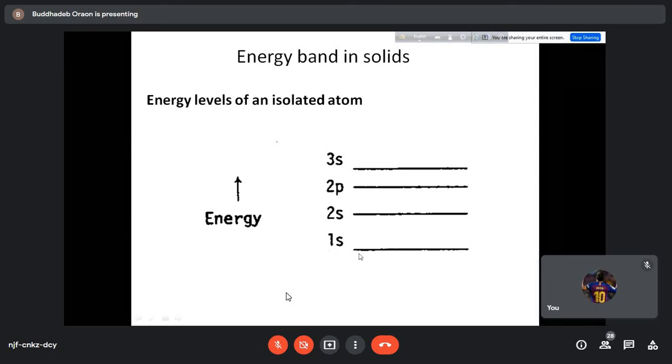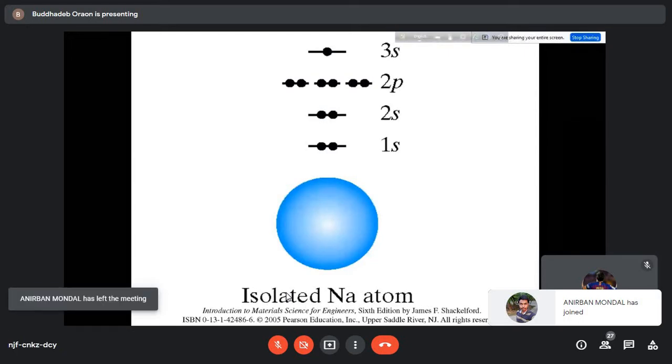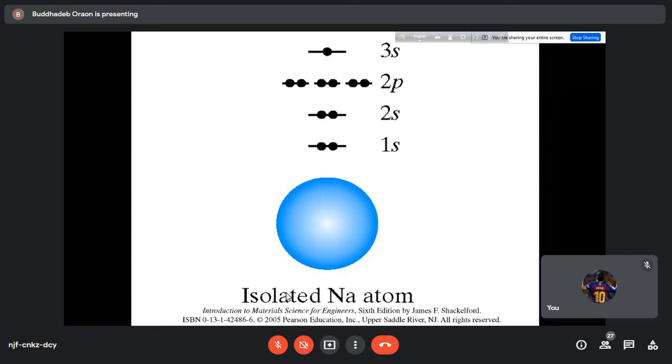Like the electrons which are occupying the 1s subshell will have a certain energy level shown by this horizontal line, and then the electrons which are in the 2s level and 2p, 3s like that. So these are all discrete energy levels of electrons of an isolated atom. Here we have taken one example, sodium, an isolated sodium atom. We are assuming that we have isolated one sodium atom, and we are trying to see the energy levels of electrons occupying different subshells.